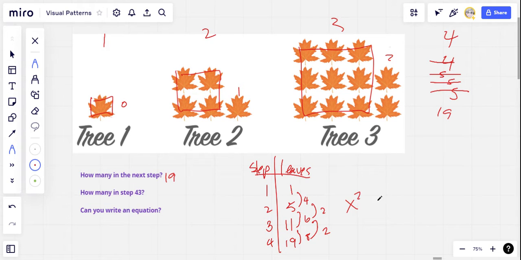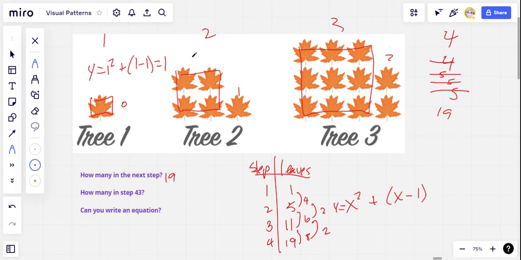So we're going to have our x squared plus something. And that something is actually going to be 1 less than the step number. So I'm going to take the step number and subtract 1 from it. So I think that might be the equation, but let's test it. Okay, so if y equals x squared plus x minus 1, we would have 1 squared plus 1 minus 1, right? 1 is the step number, so we put that in for x in both places. Well, 1 squared plus 1 minus 1, well, this is 0, so that does equal just 1. So that does work out for step 1.